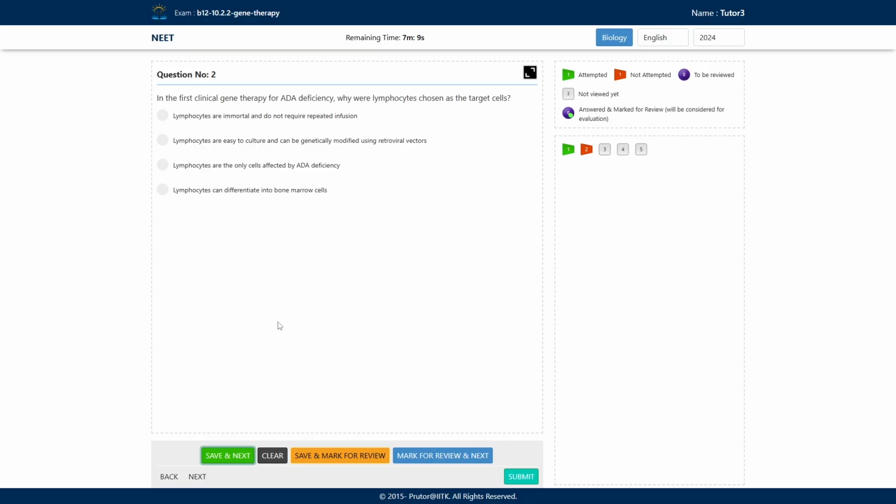Second, lymphocytes are easy to culture and can be genetically modified using retroviral vectors. Yes, this is the answer, that it is easy to culture, and it can be genetically modified using which vector? Retroviral vectors. Third option says that lymphocytes are the only cells affected by ADA deficiency. No. And the lymphocytes can differentiate into bone marrow cells. No, it is not true. So the answer is second.